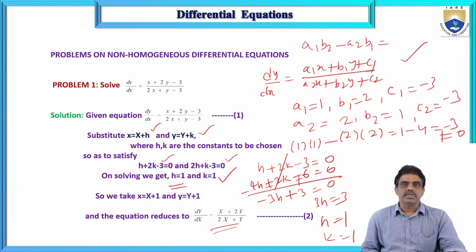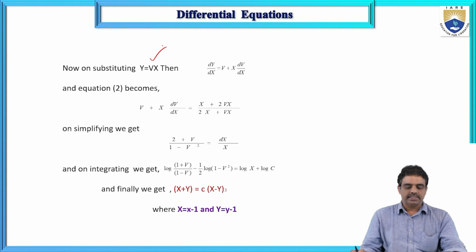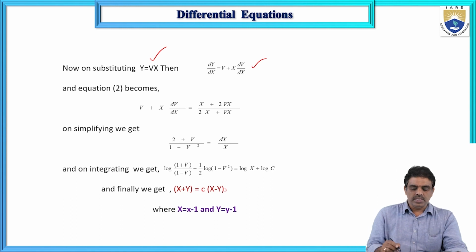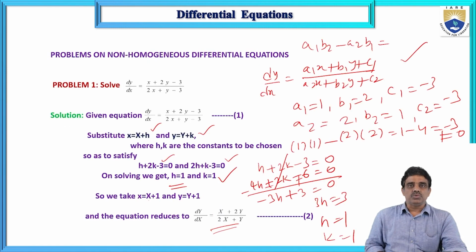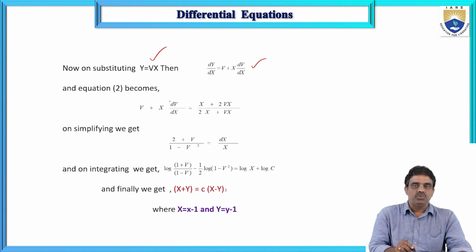To solve this equation, we take y is equal to vx. So I'll go to the next slide. We take the substitution y is equal to vx. Then what becomes dy by dx? V plus x into dv by dx, as we have seen in the homogeneous differential equation solution. So here all letters will be in capital letters only. And equation 2 becomes, what is equation 2? This is equation 2. dy by dx is replaced by capital V plus x into dv by dx on the left hand side.